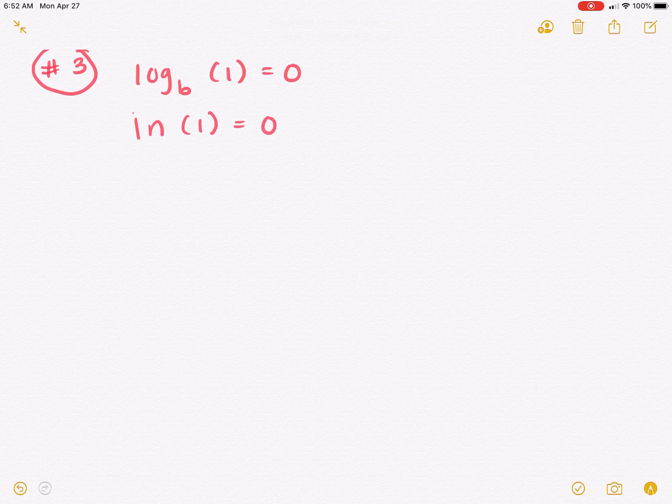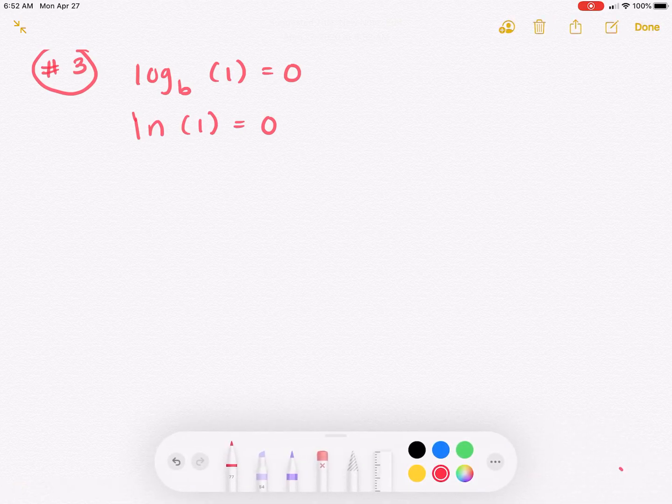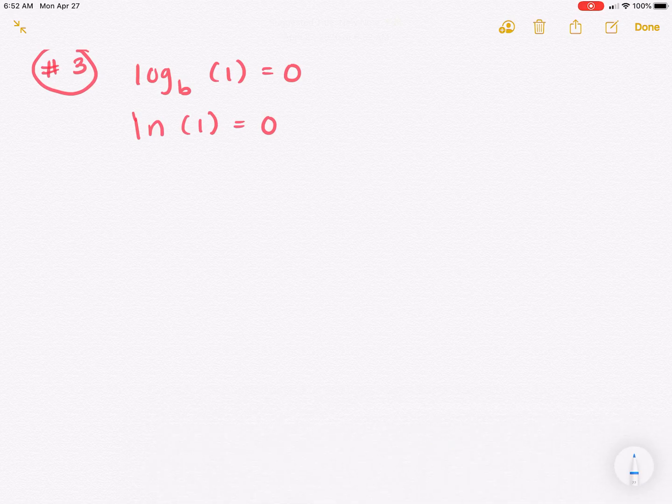Okay, so from now on, I want you to know that when we talk about these properties of logs, when we talk about log base b, it means that base b can be anything. So I'm not going to keep writing it with a log and a natural log, but it works for both. Just a quick little why. I think this one's pretty intuitive.